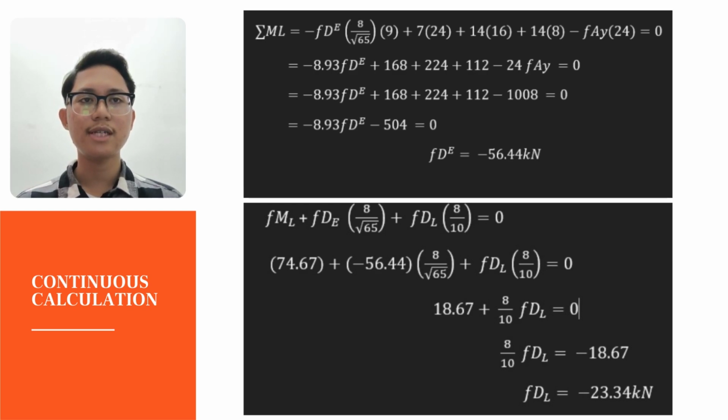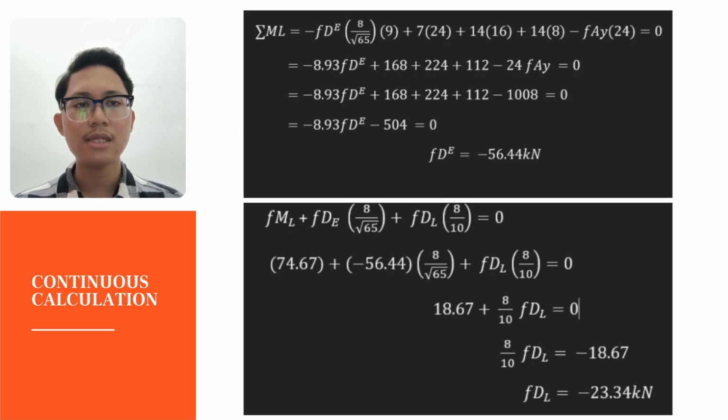Next, we must find the equation of moment at point L. Summation ML equal to negative FDE times 8 divided by square root of 65 times 9 plus 7 times 24 plus 14 times 16 plus 14 times 8 minus Fay times 24 equal to 0, and we get FDE equal to negative 56.44 kilonewton.